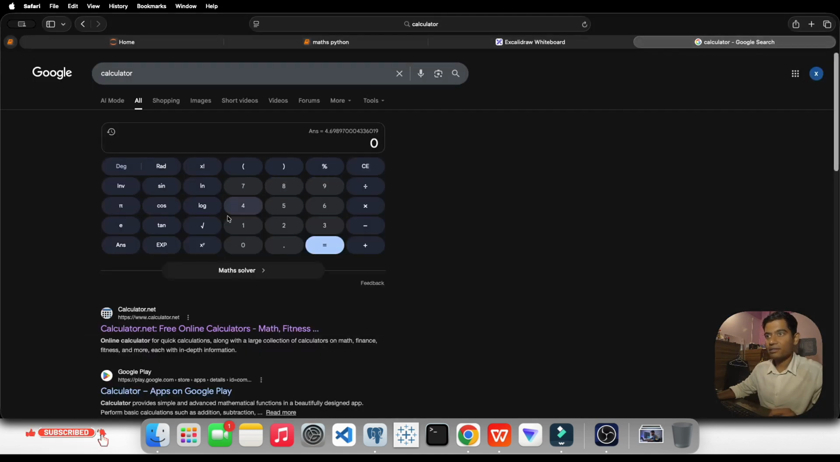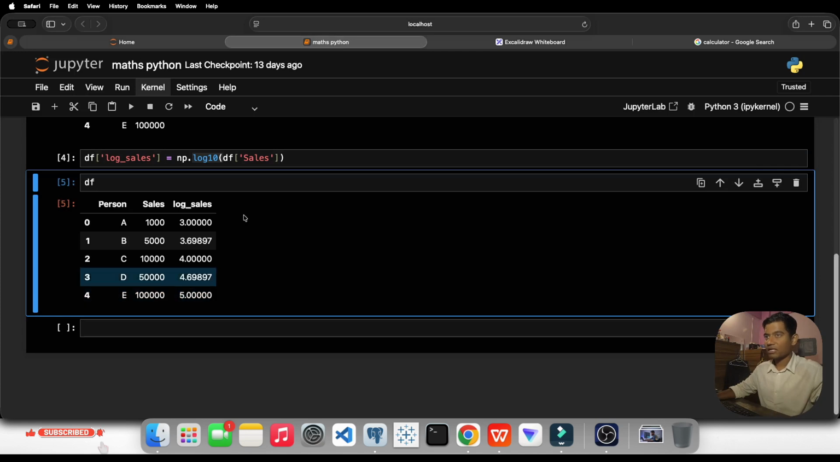Let us see this. Log 1 lakh. 1 2 3 4 5 6, it gives 5. This is how we have received the output. Okay? Simple as it is.